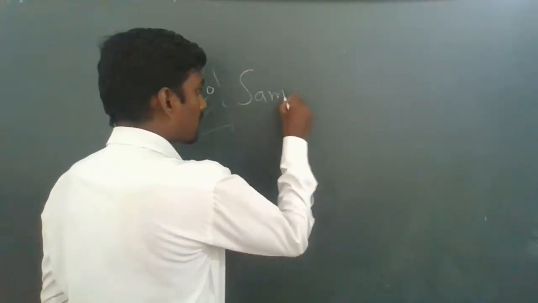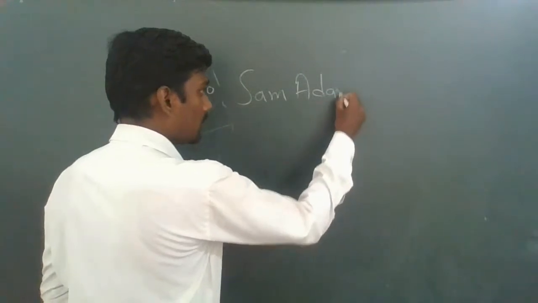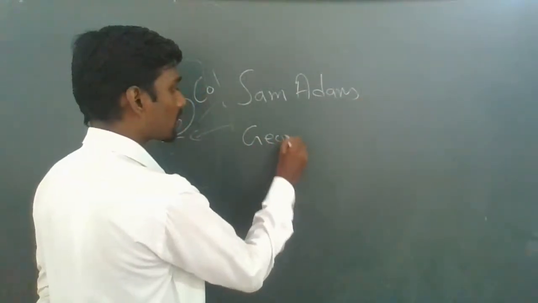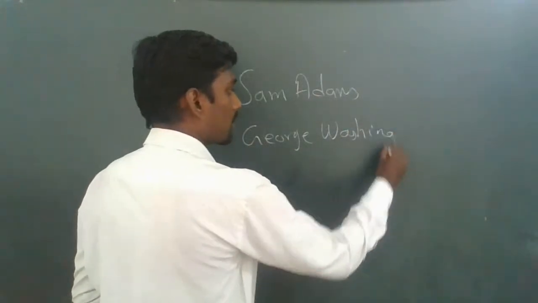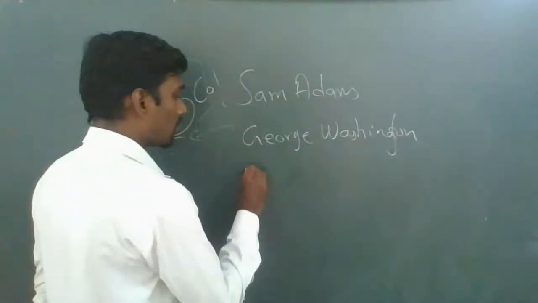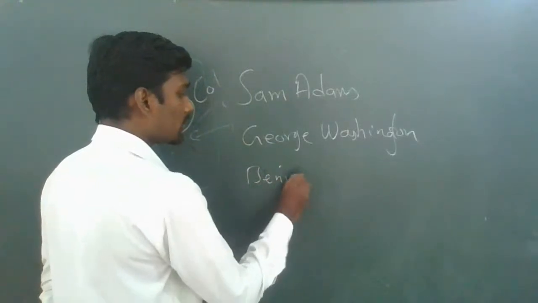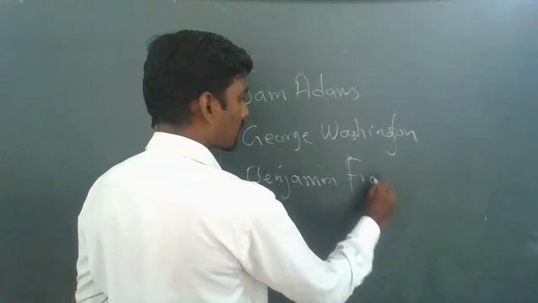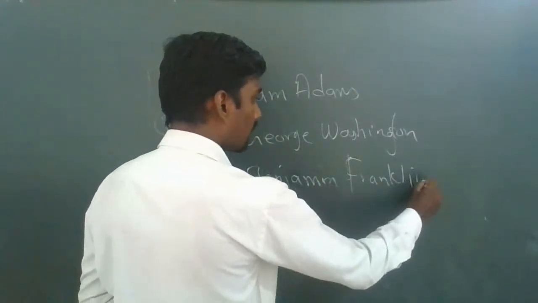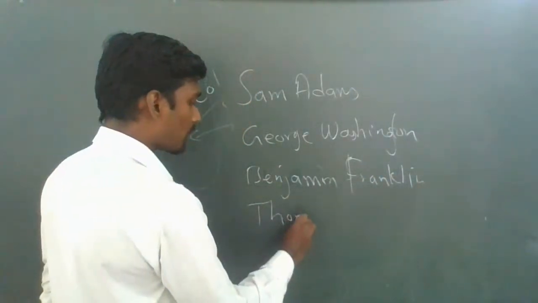First, there is a person called Sam Adams. Then you have a person called George Washington. Then you have Benjamin Franklin, and he's a scientist also. Then you have people like Thomas Paine.